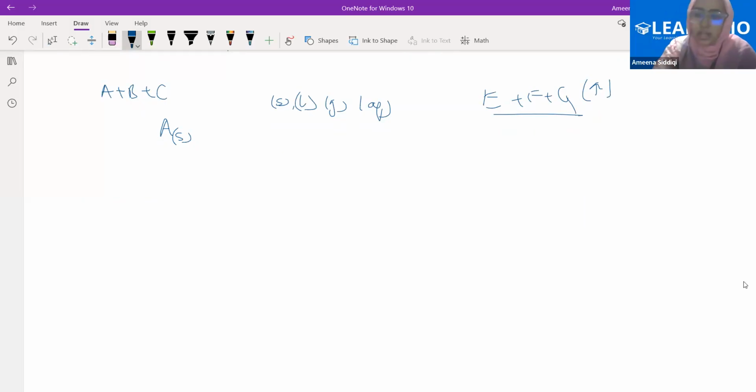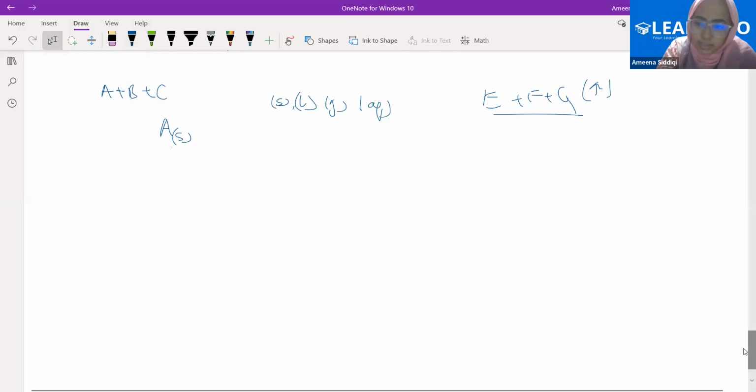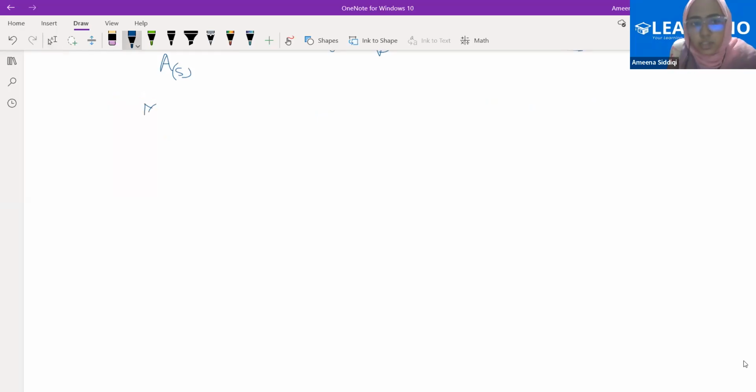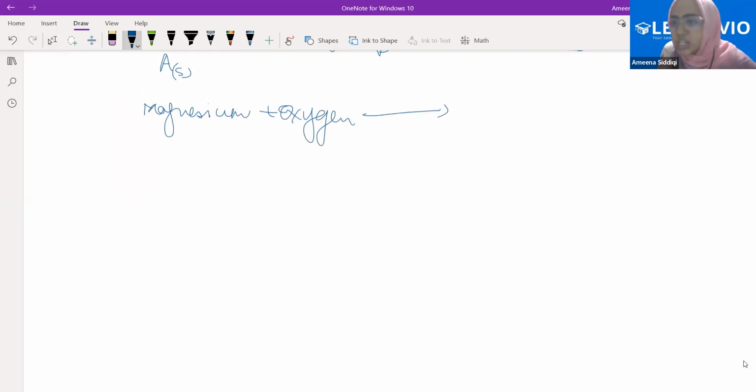Coming on to the next part, learning about chemical equations. If I say magnesium is one reactant and oxygen is another reactant, I will write it like this, with a plus sign in between, because there are 2 reactants. They undergo some change in their chemical configuration and form a product. The product is magnesium oxide. I'll discuss how we know this.